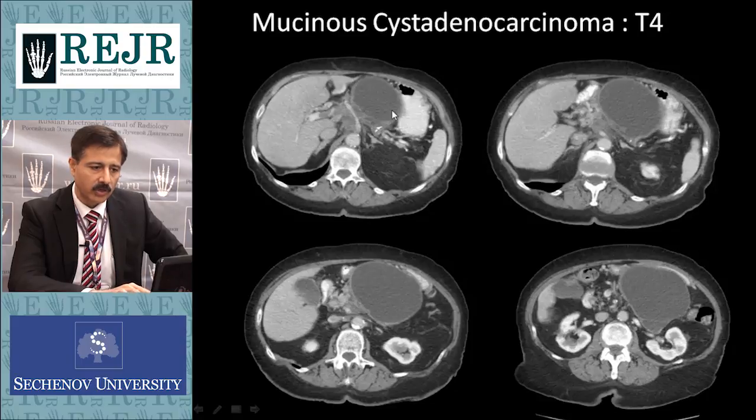But if you look carefully, you can see that there is soft tissue here, which is soft tissue of tumor, which is encasing the celiac artery and invading the portal vein. So this is a mucinous cystadenocarcinoma.